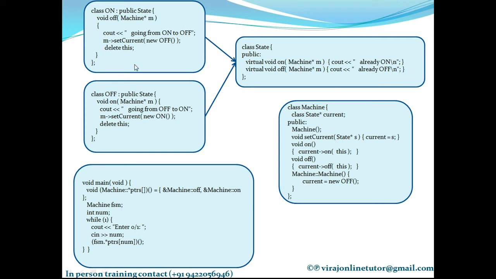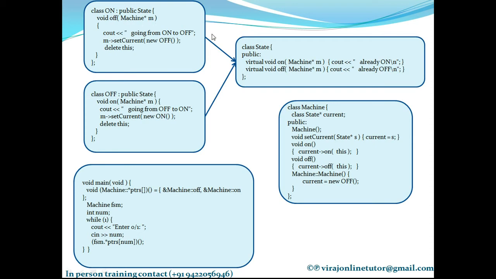There are two classes that I am inheriting from the state class. If you notice here, in the class on I am just overriding off. Since I am inheriting the on class from state, I am going to get these two functions ready-made in this class, right?